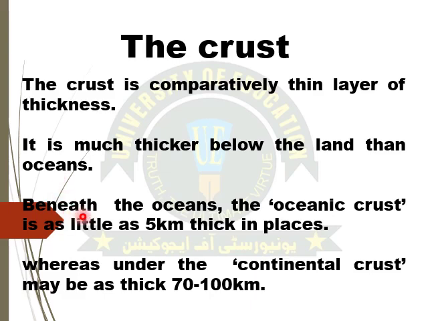Beneath the ocean, oceanic crust is about 5 kilometers thick in some places. If we talk about the terrestrial crust, that is also called continental crust, it may be about 70 to 100 kilometers thick, and this thickness is so much higher when compared to the thickness of oceanic crust.